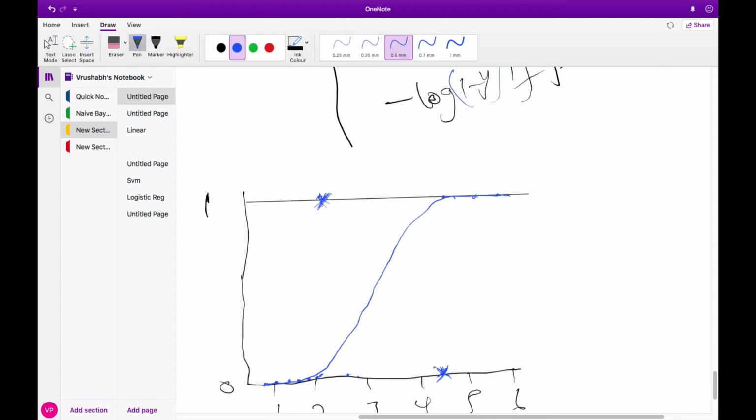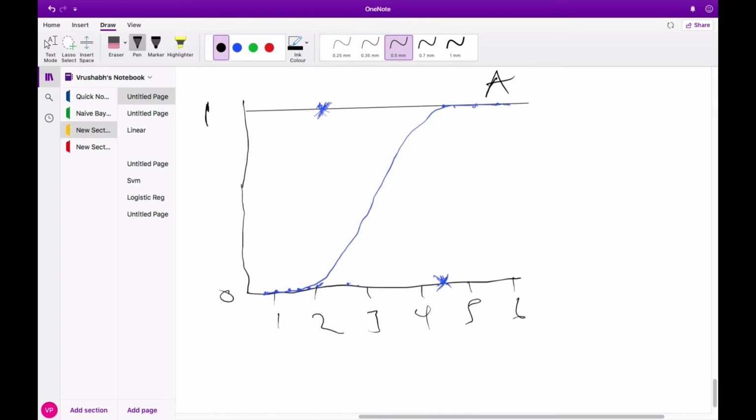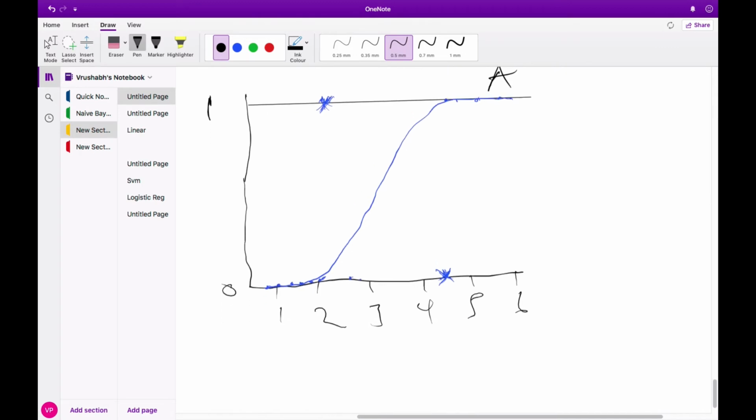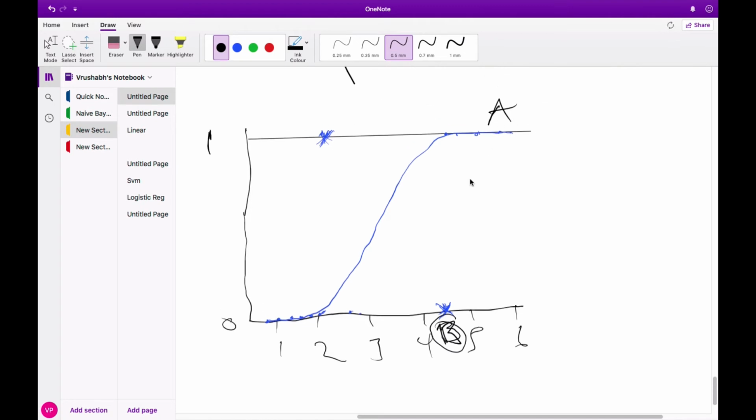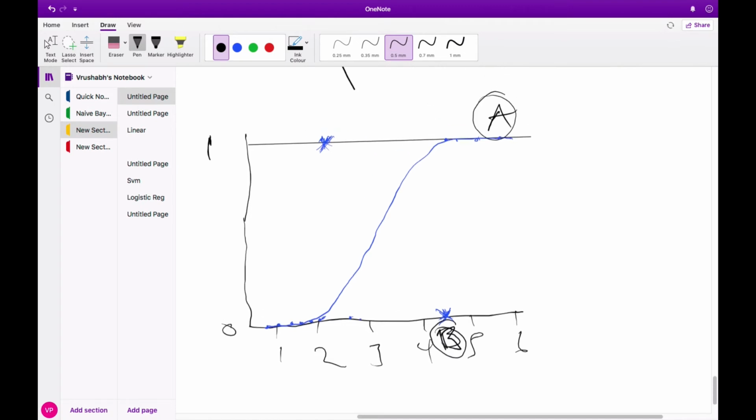Let me just represent this point. So the points here, let me represent them as a, and this wrong classification point over here, let me label it as b, right? So this is a, this is b, and then let me label this as c. Okay, then the points over here, let me just label them as d. Okay, so this is what we have.